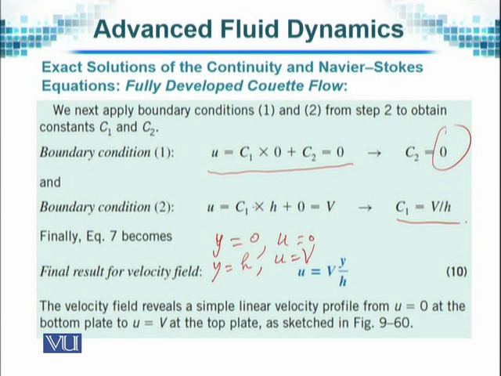So from this equation we obtain C1 is equal to V over h, as you can see very clearly, and thus we have determined all the unknown constants that were occurring in this problem, C1, C2 and C3.